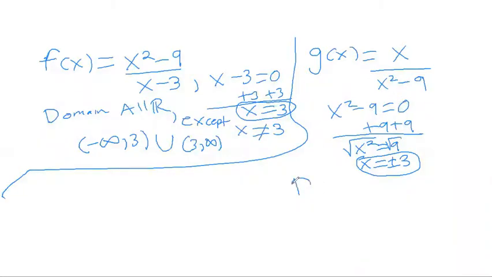In interval notation, I'm going to write D for domain with a colon. That's going to be negative infinity to negative 3 union negative 3 to 3, and another union with 3 to infinity, where none of these are included. That's why I have parentheses. If it was included, I'd have brackets. So that's the domain for that one.